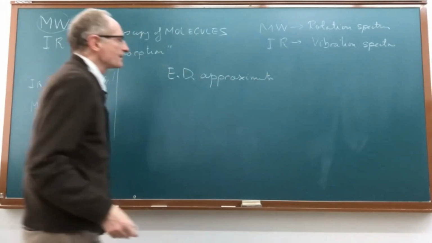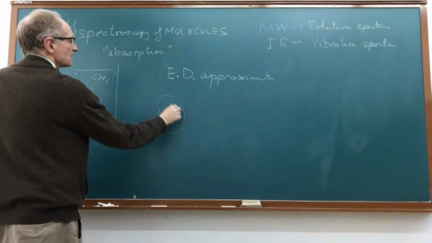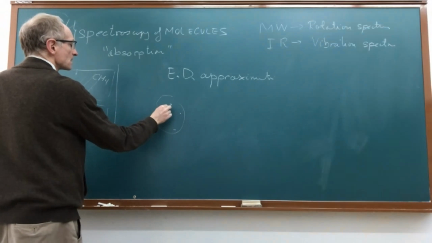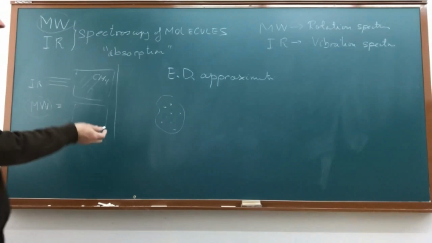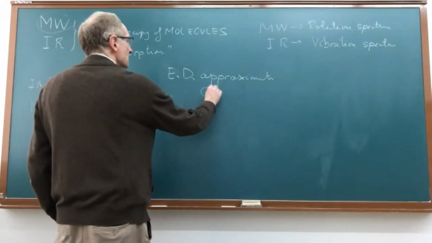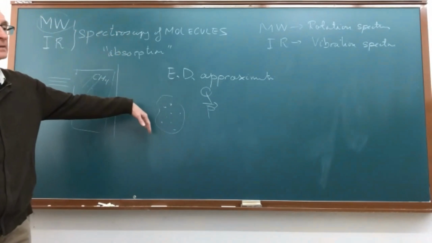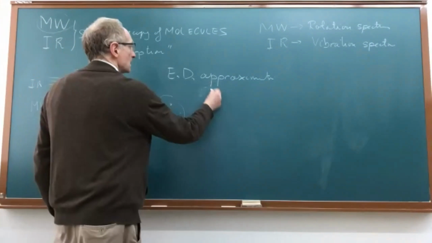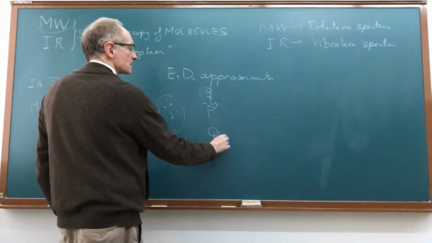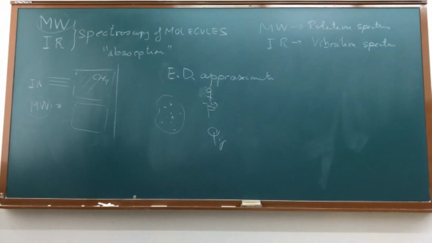And what's the idea? The idea is that you have a system, can be a molecule, can be an atom. The system is always a collection of charges. And you know that whenever you have a collection of charges, you can describe this by giving the total charge. You can give the dipole moment with respect to the center of charge. You can give the quadrupole moment, which is a tensor, the octupole moment, etc. You have a multipole expansion.